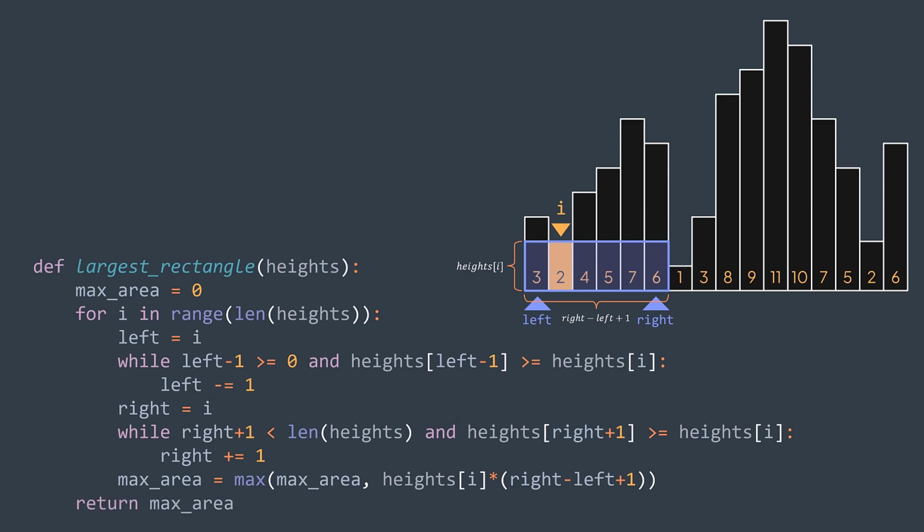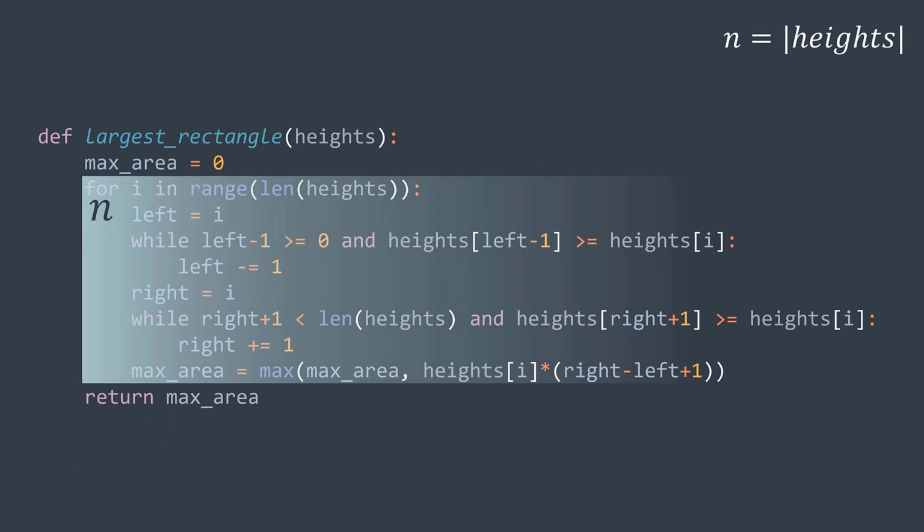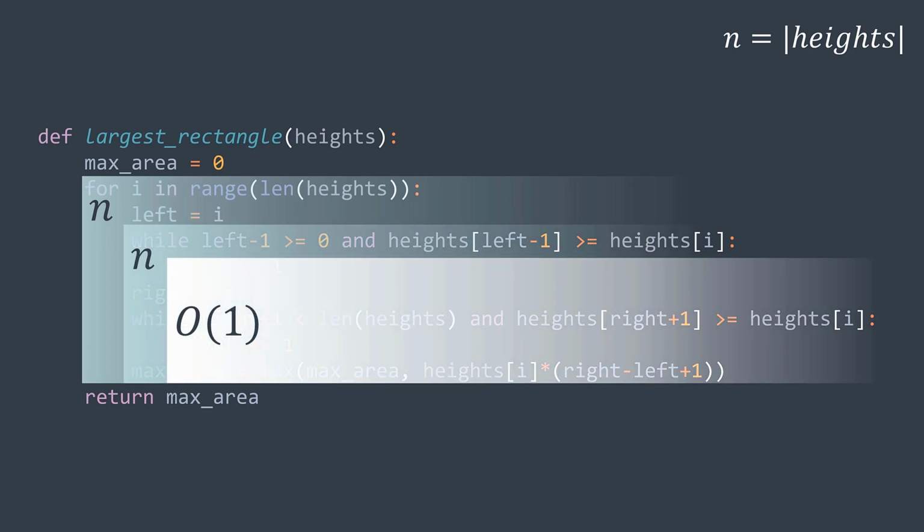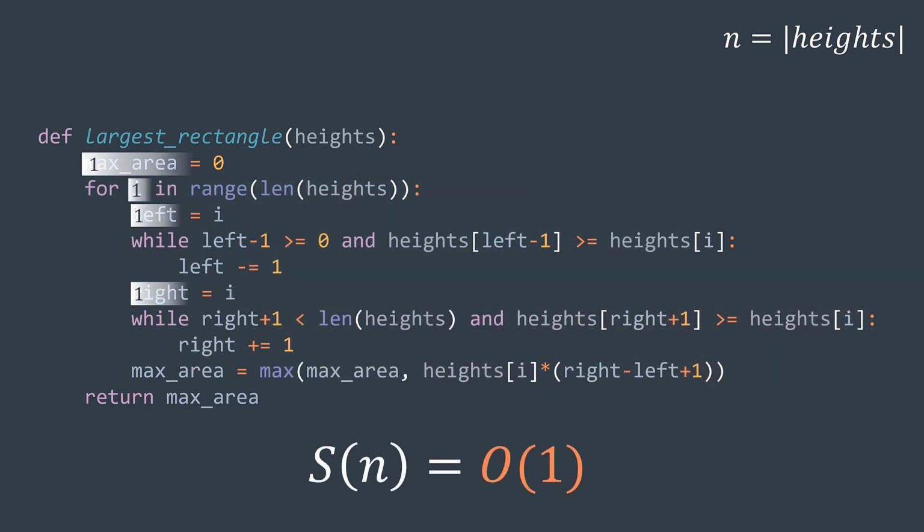For the time complexity, we're traversing the n bars, and for each bar, when searching for left and right boundaries, we may traverse the whole histogram. This is why we get an O of n squared time complexity in the worst case. The worst case happens when all bars have the same height. And for the space complexity, it's constant, we're just using int variables.